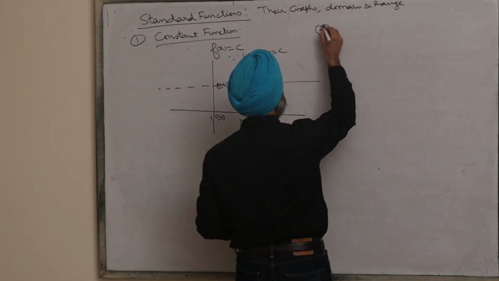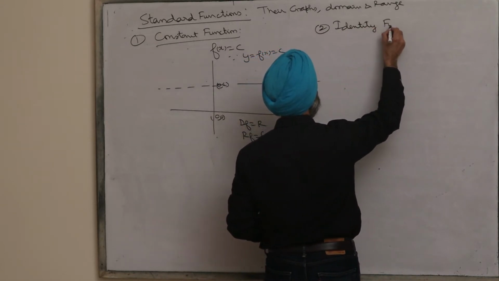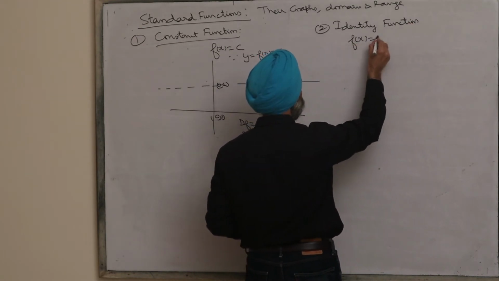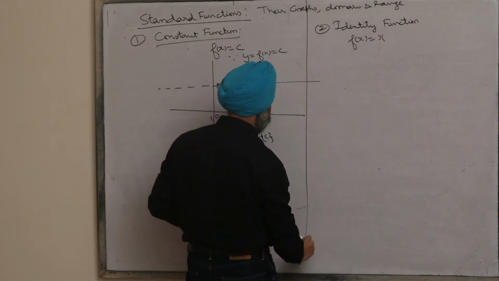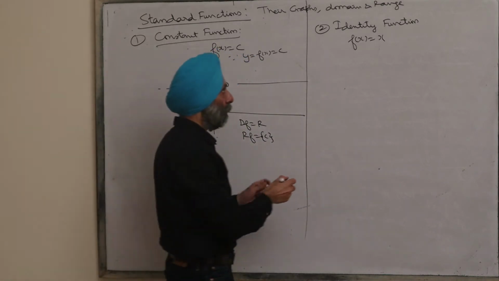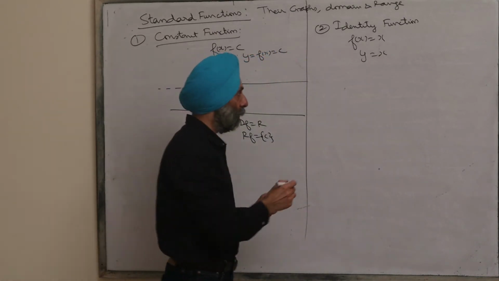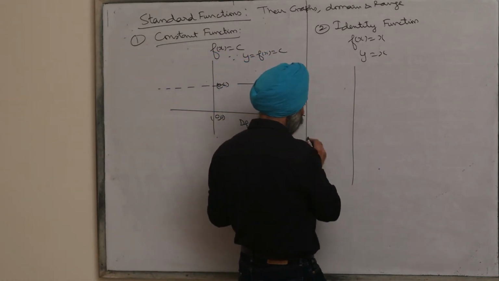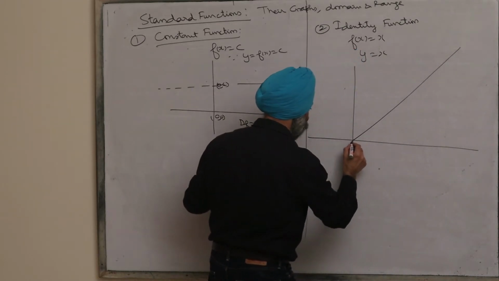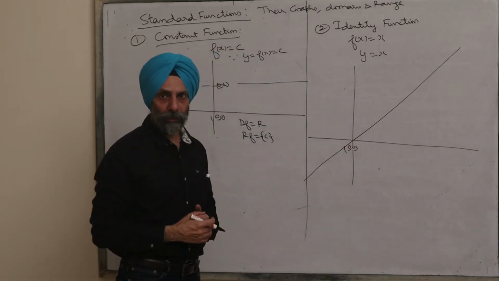Now next is identity function. Now what do you mean by identity function? f(x) is equal to x is called the identity function. f(x) is equal to x means that y is equal to x is called the identity function. Now you can see here, if we plot the graph of y is equal to x, it is going to be a line passing through the origin, making an angle of 45 degree with the x-axis.